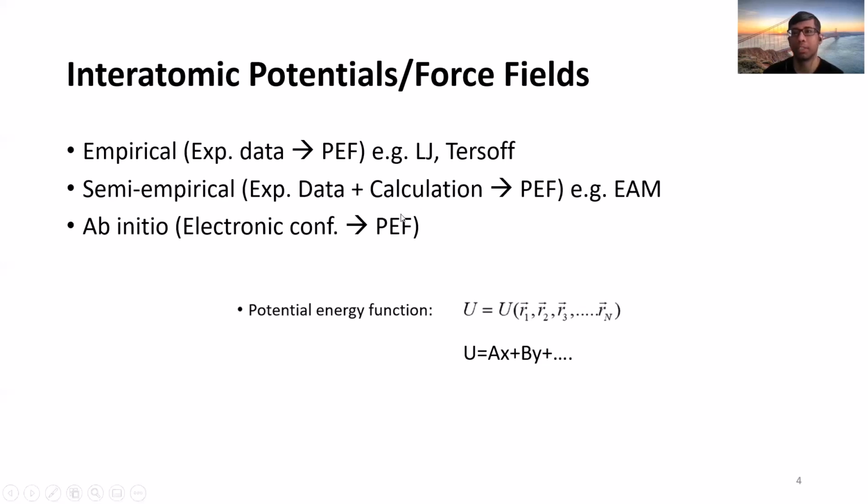For semi-empirical, for which some parameters you can calculate from experiments, some comes from your theoretical calculation, you can also build a force field. An example is EAM. And sometimes you calculate exactly from the very electronic configuration perspective. And then it's called ab initio, that is from the very fundamental level, from the very electronic configuration level, you're calculating all the parameters in a force field.